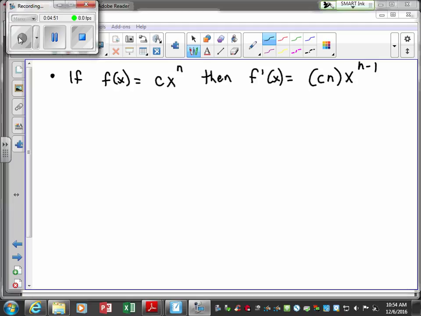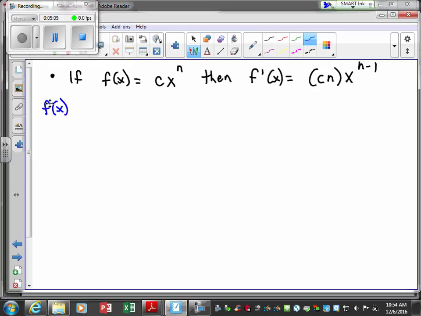Okay, to extend that a bit, we also have if a function has c, some number out front, x to the n, then the derivative is just c times n, multiply that, x to the n minus 1. So let's see an example. If we're given 3x squared minus 12x plus 8.